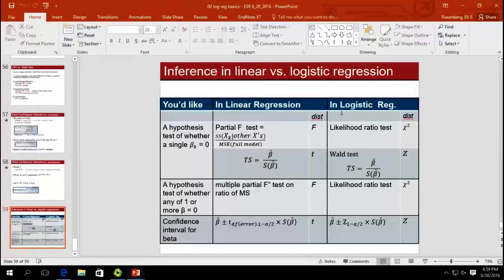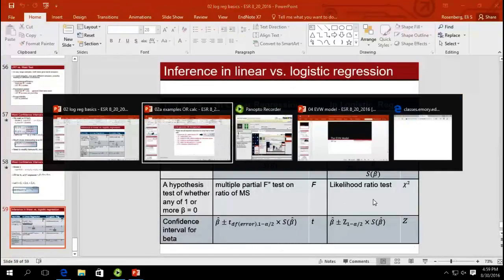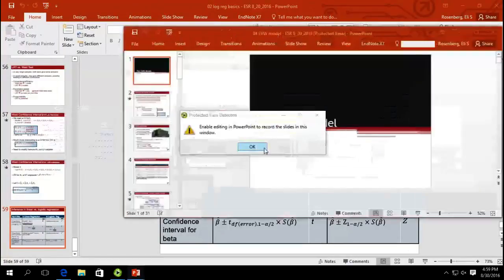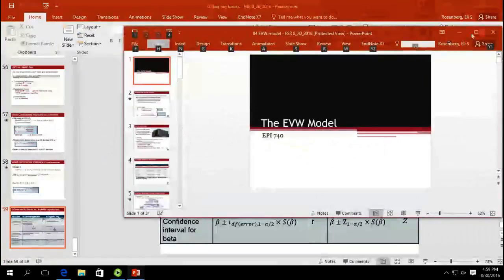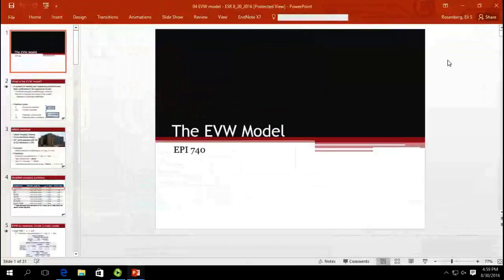We're going to switch to talking about the EVW model. Any questions before we slightly shift gears? This is a time, or you can just stretch.